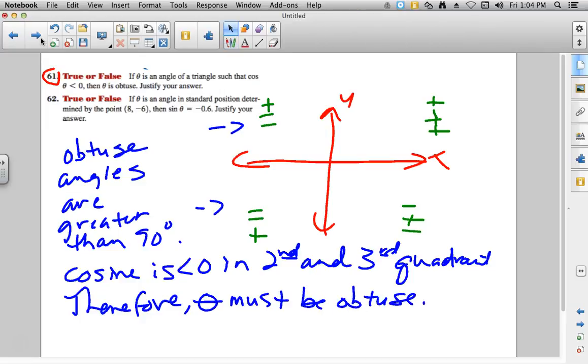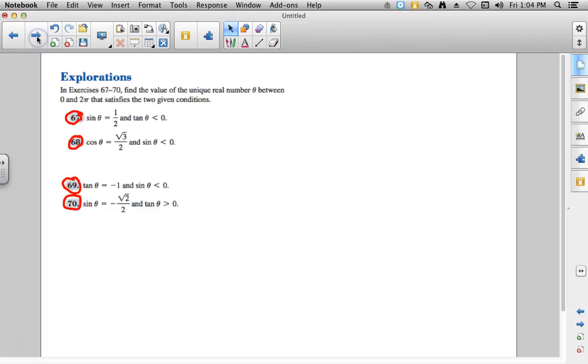I mean, it just follows from the drawing that I have up there. We know that the only way to get a negative cosine is going to be in quadrant 2 and quadrant 3. And obtuse angles are going to be greater than 90 degrees, and that's what's going on in quadrant 2 and quadrant 3. That terminal side will open to give us an angle bigger than 90 degrees.